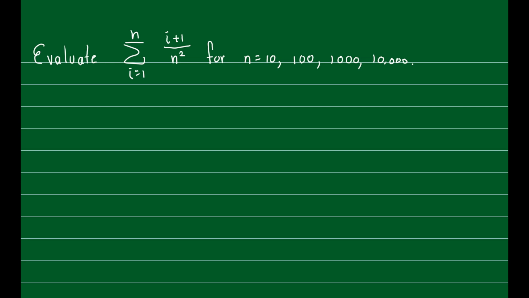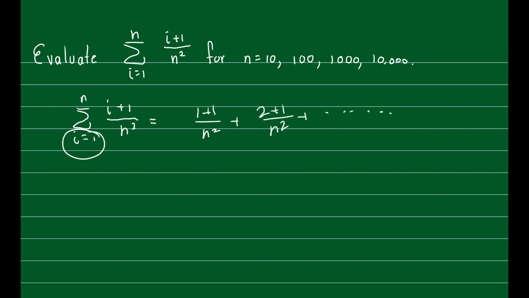In this problem, we want to evaluate the following sum for n equals 10, for n equals 100, 1000, and 10,000. If we start doing our expansion, we notice that our index is i, so every single term is going to have (1 plus 1)/n squared plus (2 plus 1)/n squared plus so on, all the way until we get to (n plus 1)/n squared.